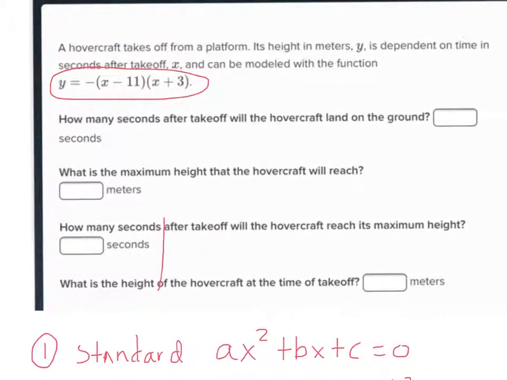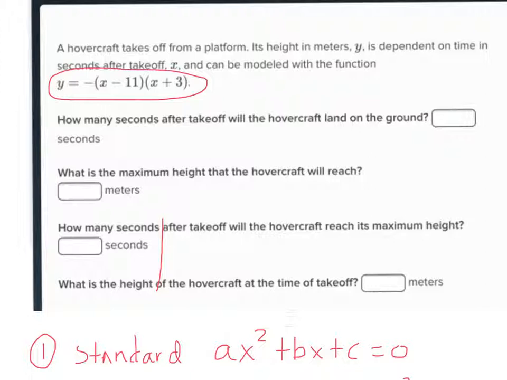And so let's look at our problem. They want us to tell how many seconds after takeoff it will land on the ground. They want me to tell what the max is. They want me to tell how many seconds went by when the max occurred. So after how many seconds did the maximum occur? And then they want me to tell what was the height of the hovercraft when it took off, the starting point. The height of the hovercraft when it took off is the what? Starting point. So in this one, they just want to know what the y-intercept is.